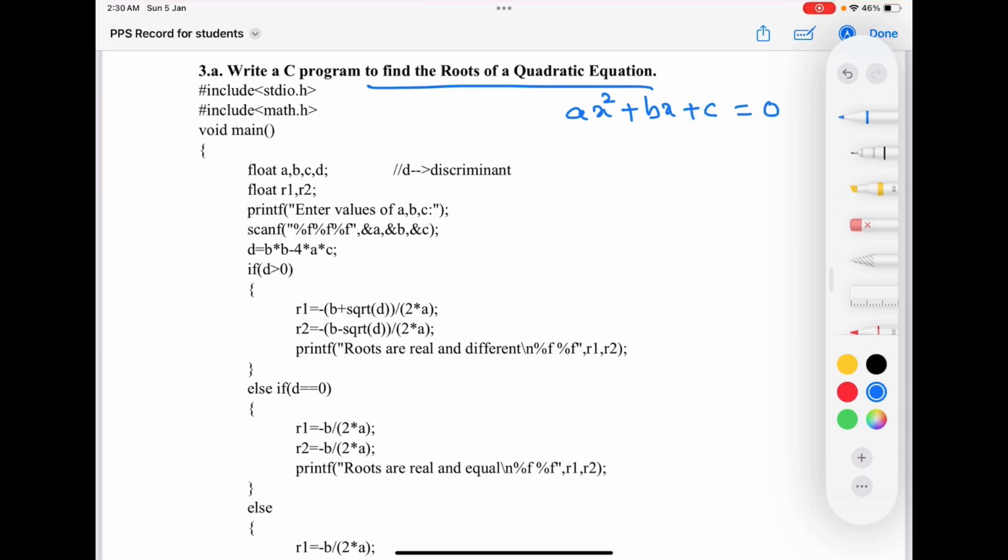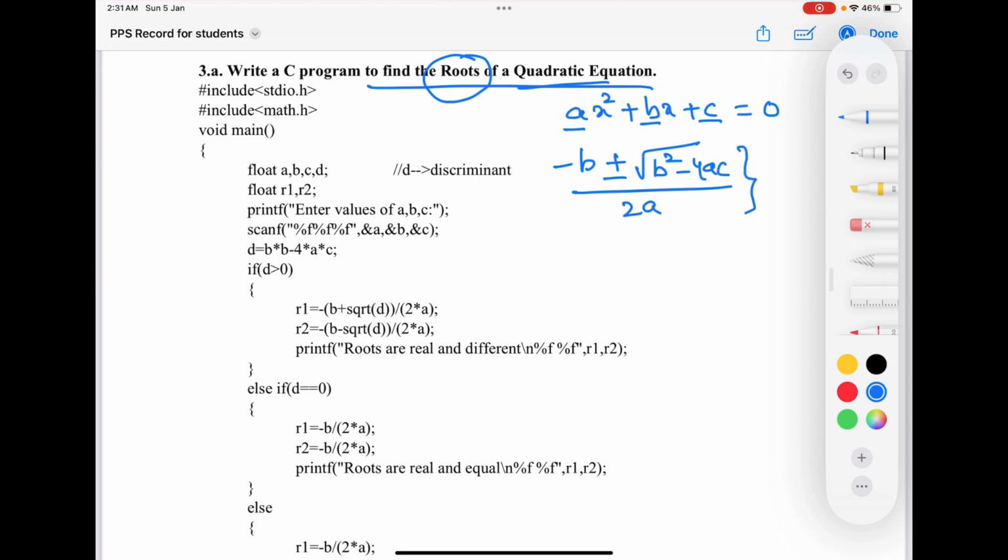Now, if you know these coefficient values a, b, c, then you can find the roots of this equation. We have a formula to find the roots of a quadratic equation. The formula is minus b plus or minus under root of b square minus 4ac, by 2a. This is the standard formula.